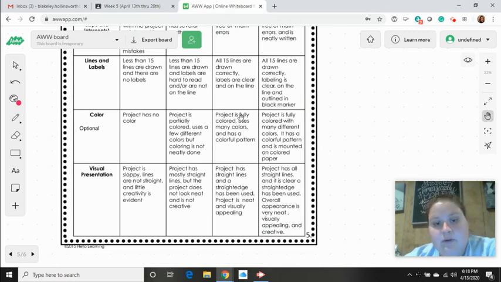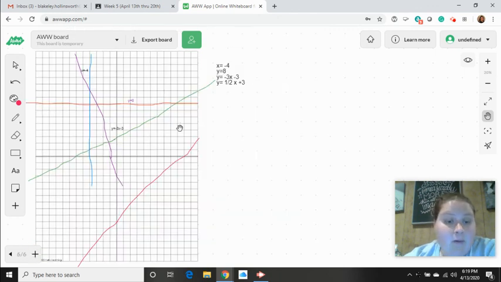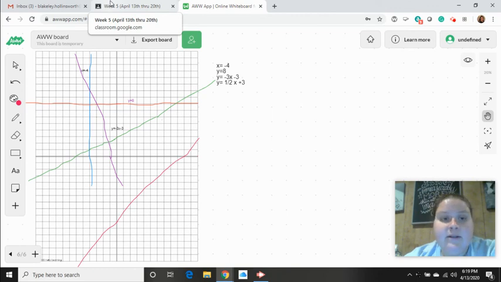Coloring's optional, so I'm not even going to talk about that. Project has all straight lines. It's clear. It's as clear as straight edge was used. I didn't use a straight edge. You need to use a straight edge. Overall appearance is neat, visually appealing, and creative. If you look at mine, I would probably give mine a 2. Yep, give myself a 2 right there. Because it's not straight. It's not clear. I do have coloring. I do have some shading. But other than that, it's pretty horrific. So, that's about the stained glass project.